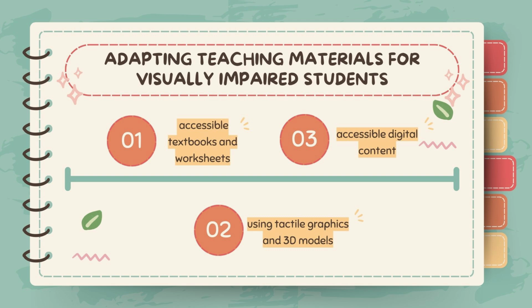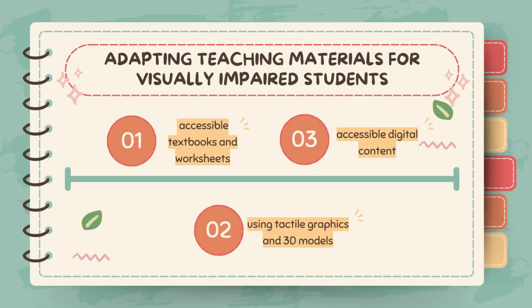When using tactile graphics and 3D models, replace visual diagrams with raised lines or embossed graphics to make them accessible through touch. Use real-life objects to explain concepts, such as using a model of the solar system instead of using a printed diagram. For instance, if teaching about the human skeleton, a teacher can provide a 3D model that students can feel instead of just describing the bone structure verbally.